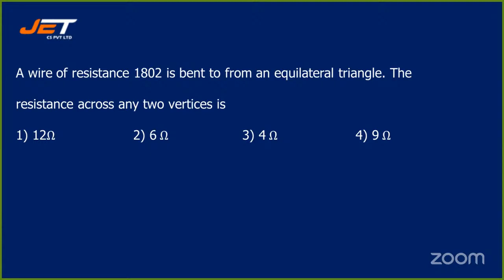So you have an equilateral triangle. The complete equilateral triangle is 180 ohms. So the resistance across any two vertices, how much will it be? You can take the equivalent resistance to be 180 ohms.